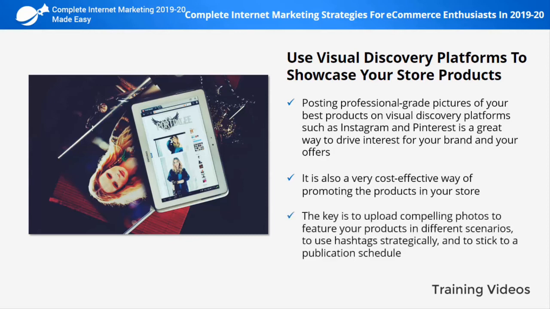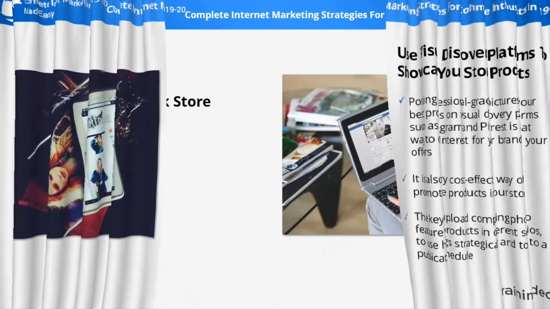The key is to upload compelling photos to feature your products in different scenarios, to use hashtags strategically, and to stick to a publication schedule. By adding attractive product pictures to your visual discovery posts and encouraging users to learn more about your products by visiting your product pages, you'll be using these platforms to increase traffic and sales.